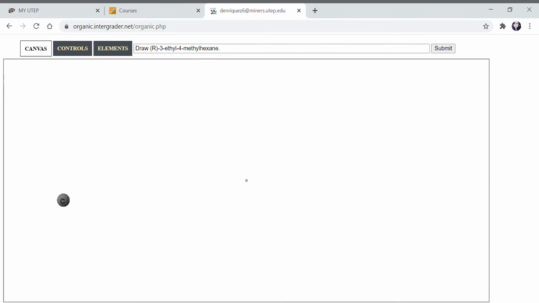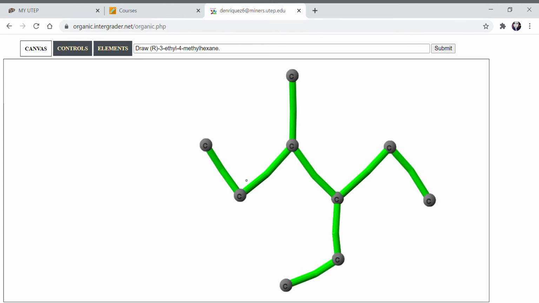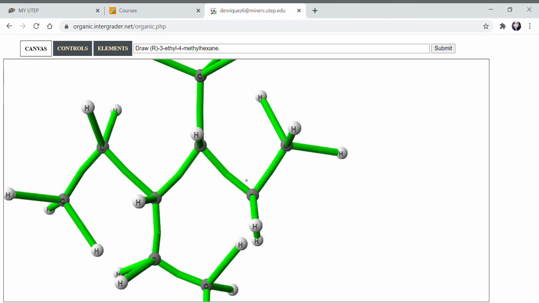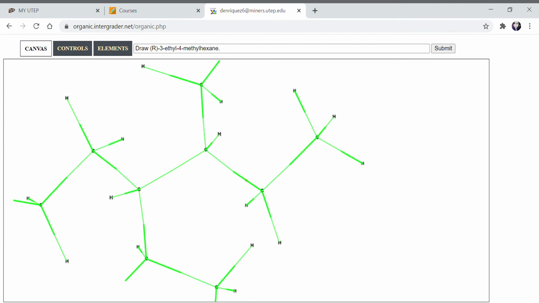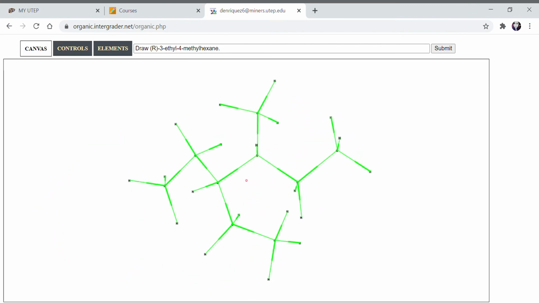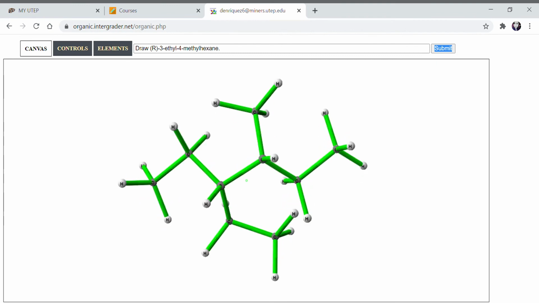Okay, again, draw the hexane. Put a methyl on the 4th position, 1, 2, 3, 4. Ethyl on the 3 position. Add some hydrogens. Oh, I mirrored it. Add some hydrogens, hit arrange, hit fit, hit roll. Okay, so this is one that got me earlier.